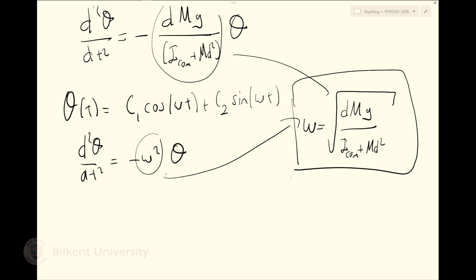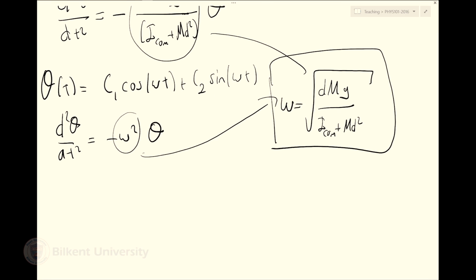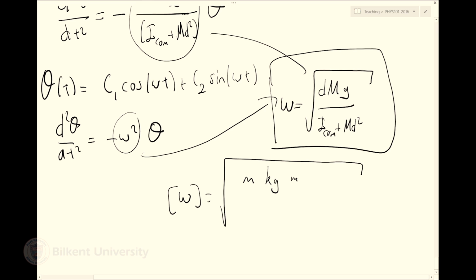Okay. Let's check the units because this looks like a complicated expression. Let's look at the units of that, square root of, unit of d is meters, m is kilograms, g is meters per second squared. How about the unit of moment of inertia? It's always mL squared, mr squared, so it's kilogram meter squared.